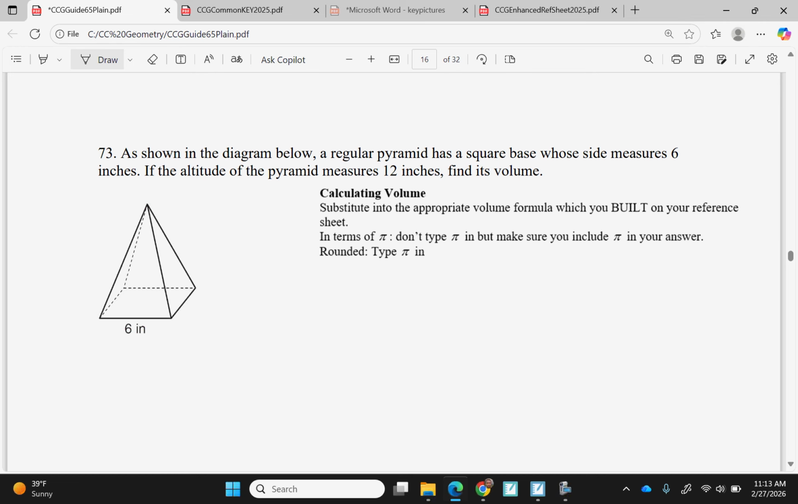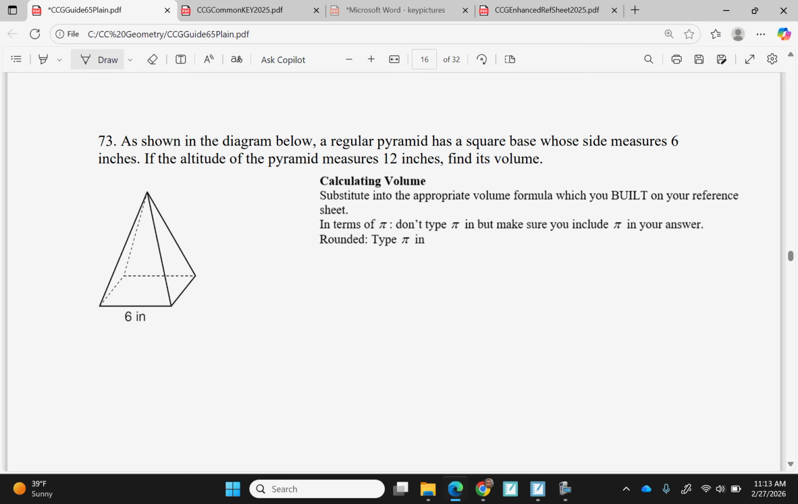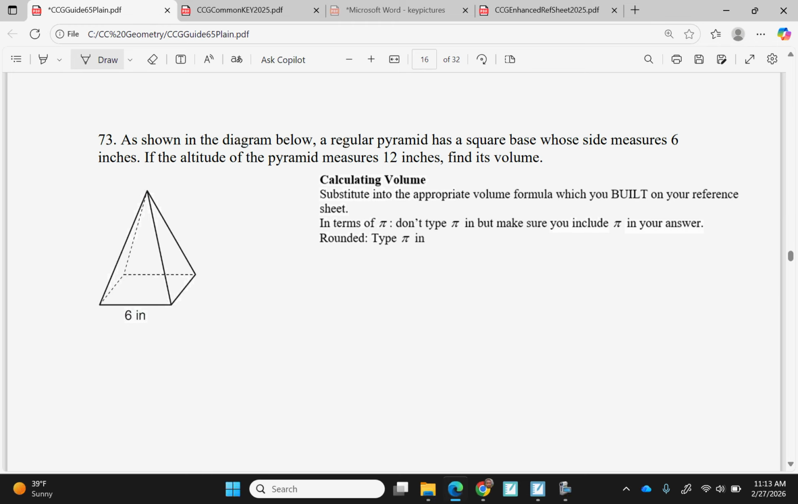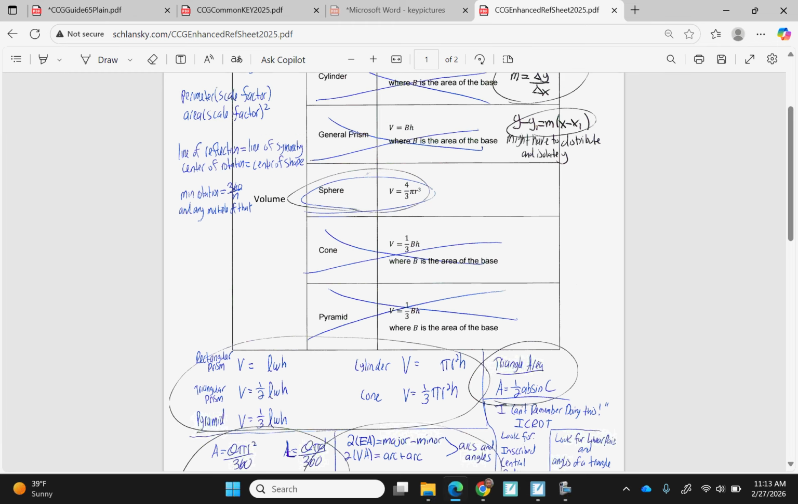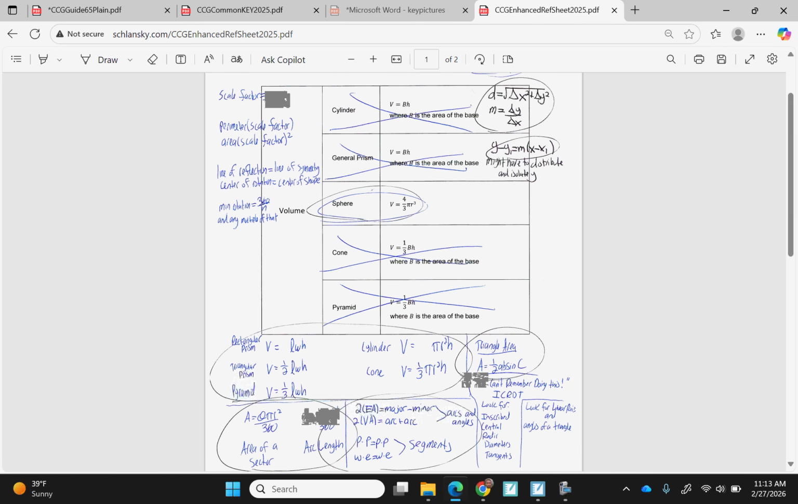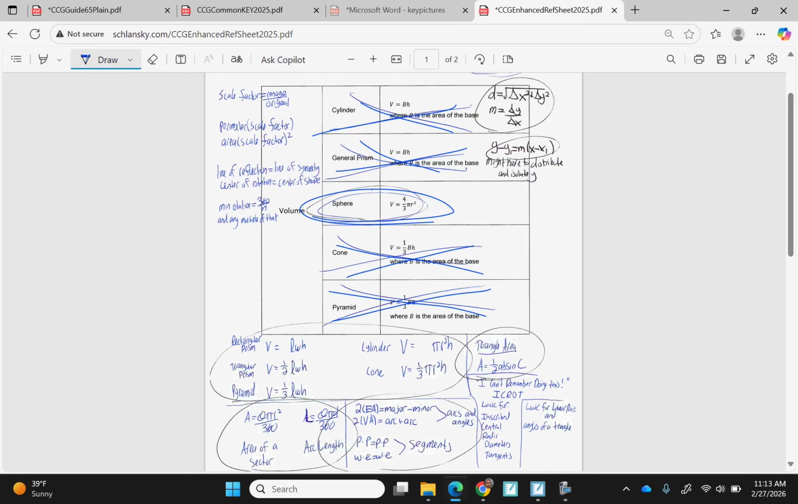Which brings us to volume. You need your volume formulas. The reference sheet they give you is garbage, man. This thing has got nothing. If anything, it makes things worse. The only thing that's helpful is sphere. Everything else we cross out, those capital B's, make things more complicated, more annoying.